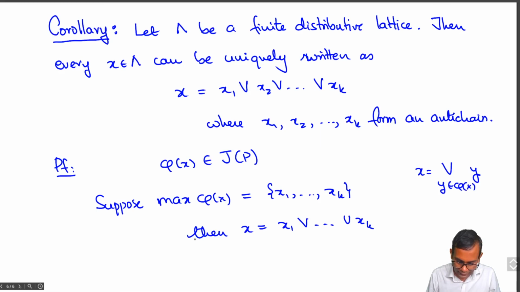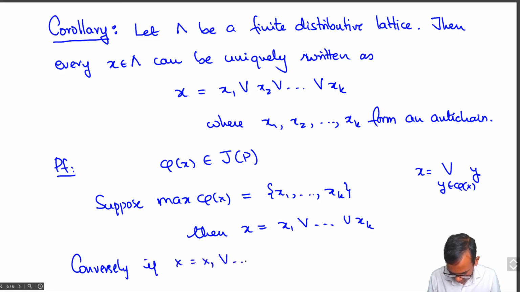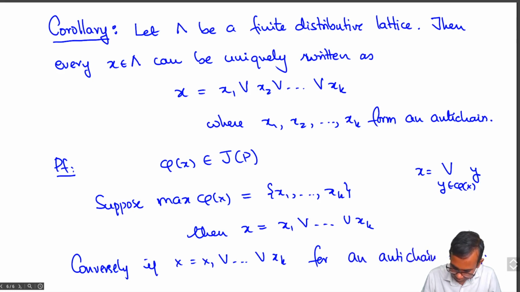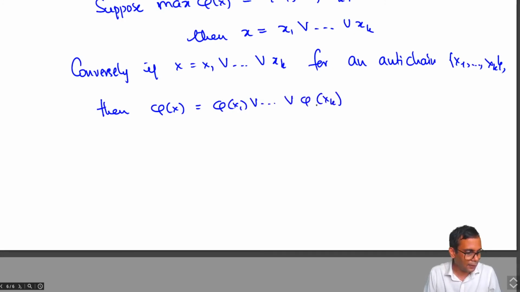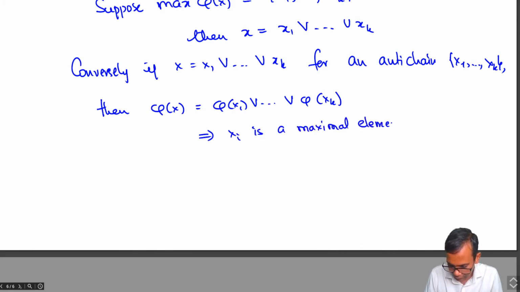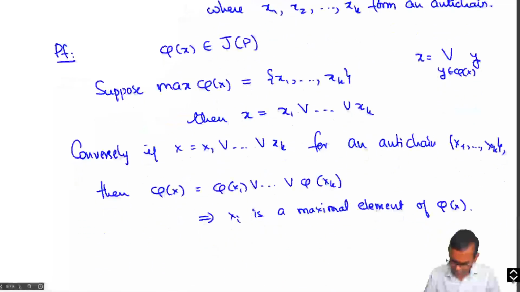And conversely, if I write x as a join of x1 through xk where these form an anti-chain, then phi x, because of the lattice isomorphism, is phi x1 join phi xk, which means that each of these xi's is a maximal element of phi x. And so the decomposition has to be this one.